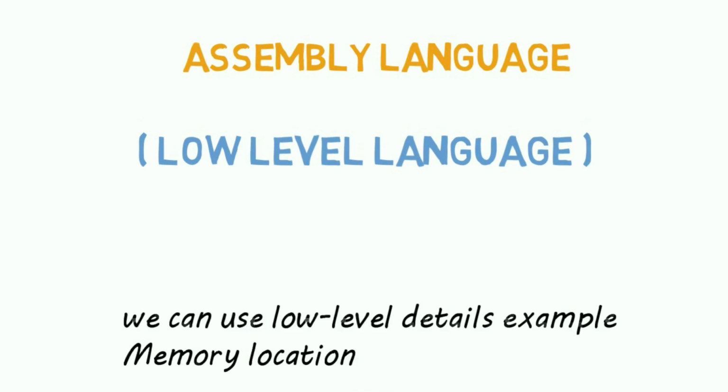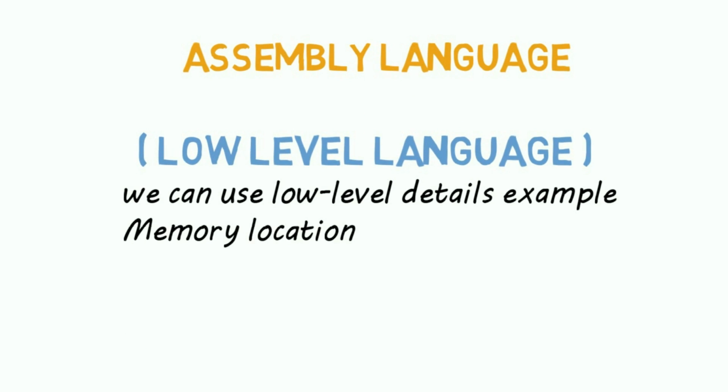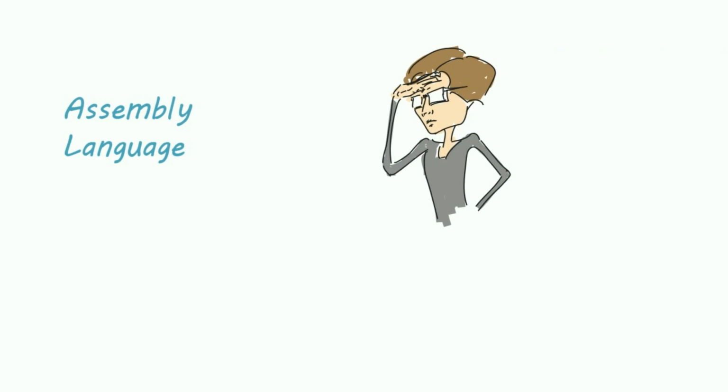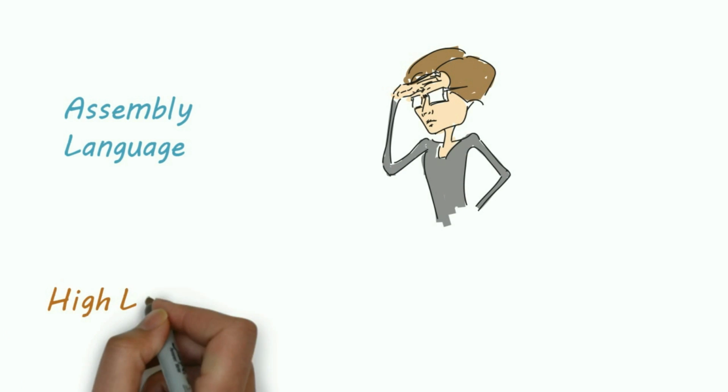Assembly language is called a low-level language because we use low-level details, for example memory location. Those who already know assembly language understand this better. You can Google assembly language, but assembly language is again tricky and complicated. Therefore, programmers came up with higher-level languages.